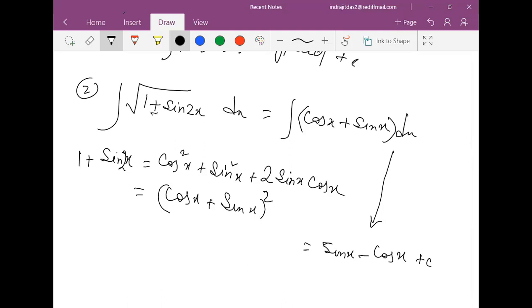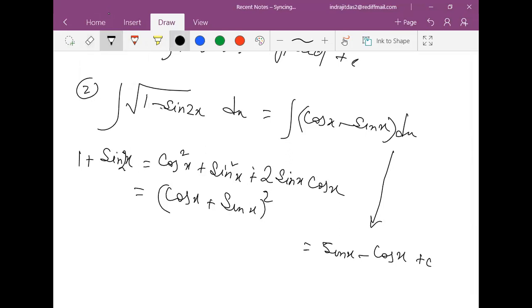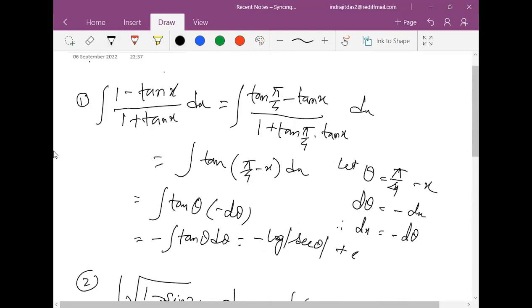There is a possibility that it is 1 minus sine 2x. If I change the sign here, what will be the concept? This will be 1 minus sine 2x, so it will be minus. So here also it will be minus. So when it is minus, this becomes cos x minus sine x, because this sign is minus. Since it is minus, it will become plus. So this type of adjustment we can have. And if I go back to the previous question, that is another concept: this is plus and this is minus. So here it will be plus, it will be minus, the last problem.